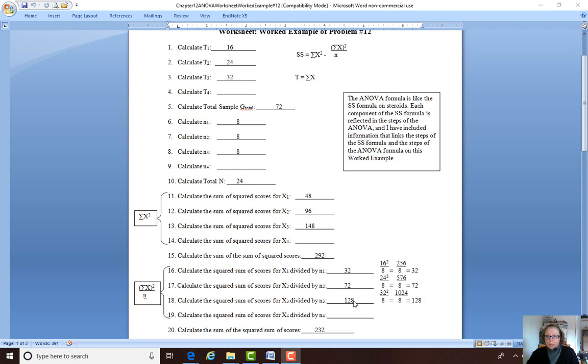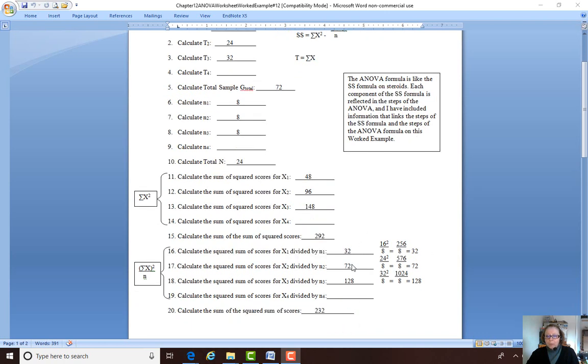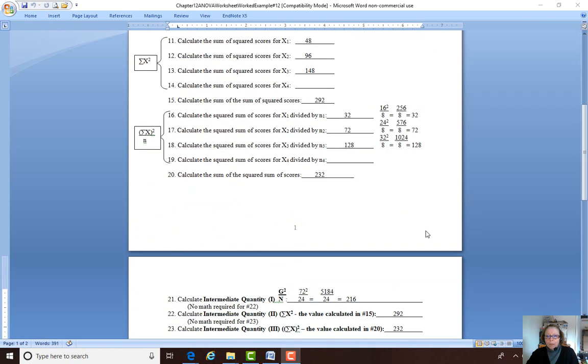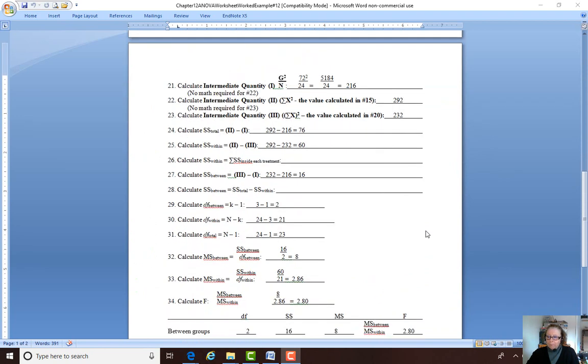And so that's where each of those values come from. And you add up 32, 72, and 128, and that's where that 232 comes from. So the back of the worksheet, the top part of it, I like to call this kind of a parking place for values to calculate these intermediate quantities right here, intermediate quantity 1.